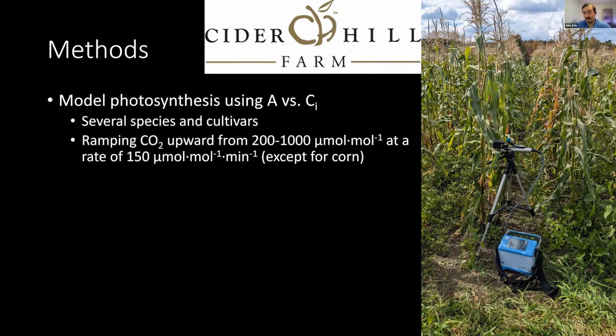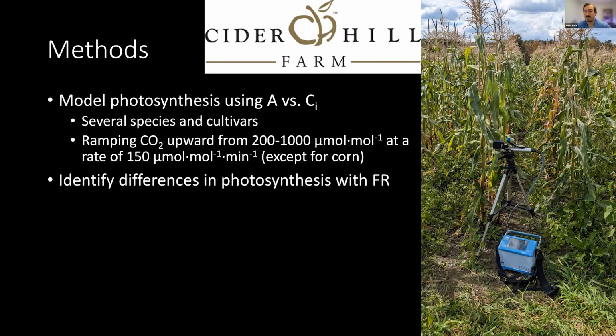For corn, as a C4 species, the asymptotic maximum of photosynthesis is quite low on the CO2 concentration side, so we only ran that one from 0 to 300 micromoles per mole of CO2. We then identified some differences in photosynthesis with differing fractions of far red light. So we replaced the photons with 0, 15, or 30% far red intensity.